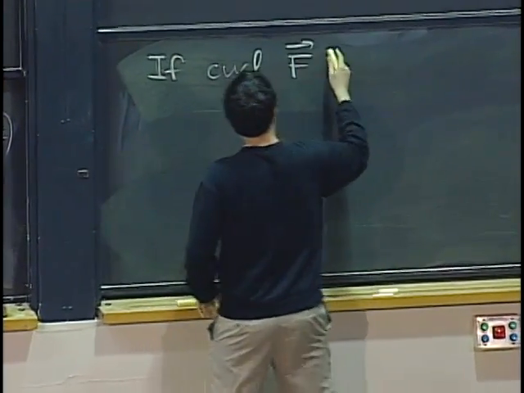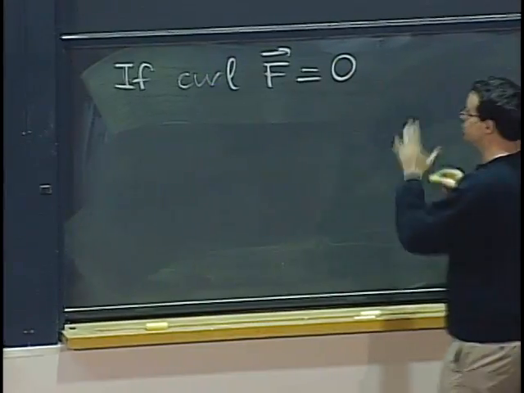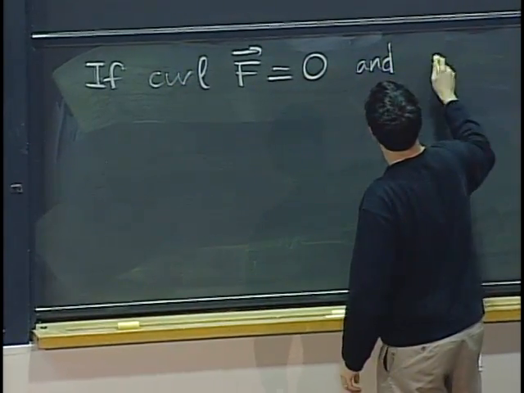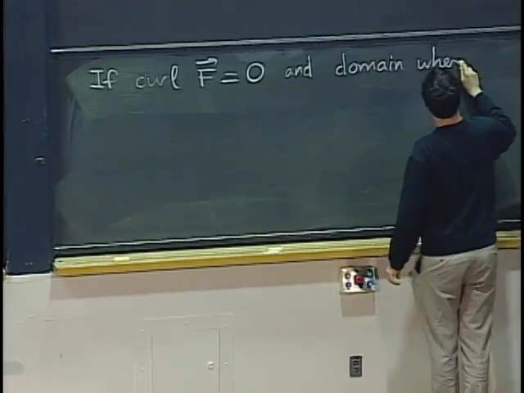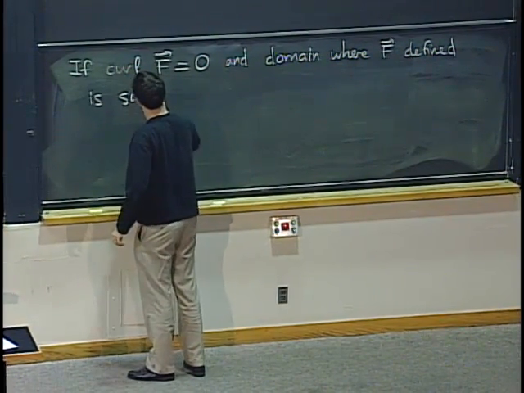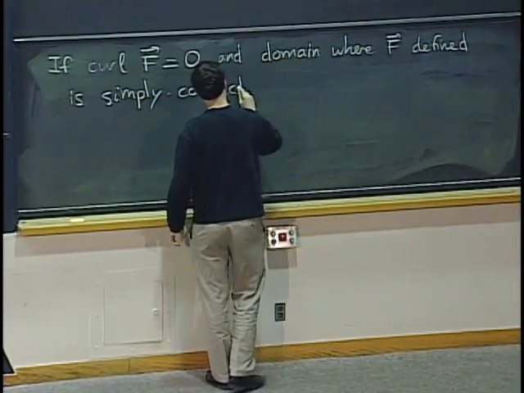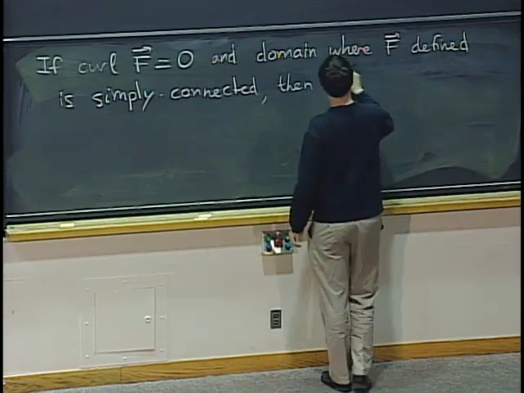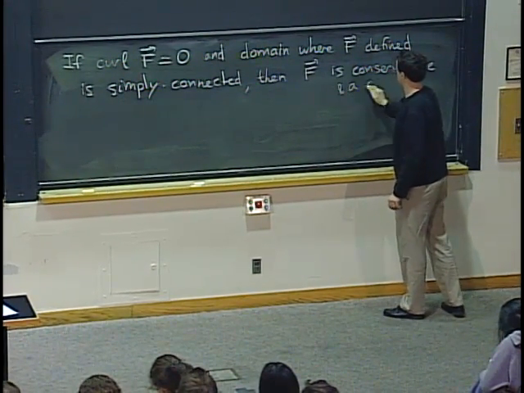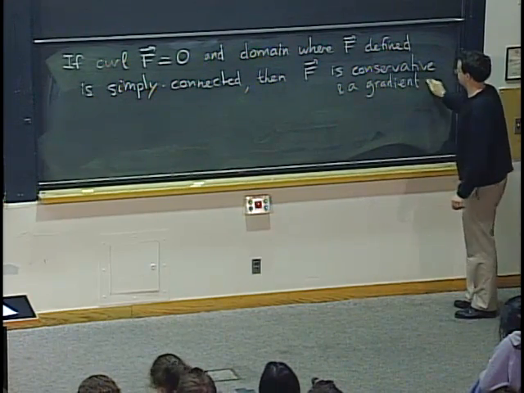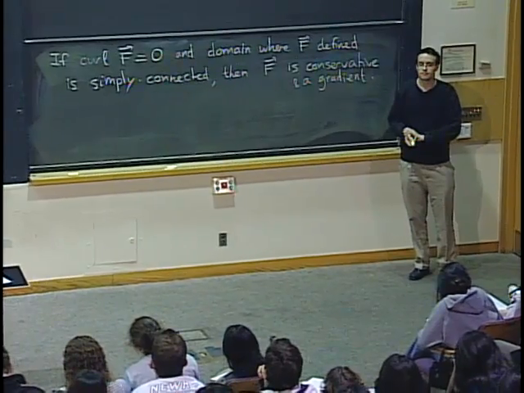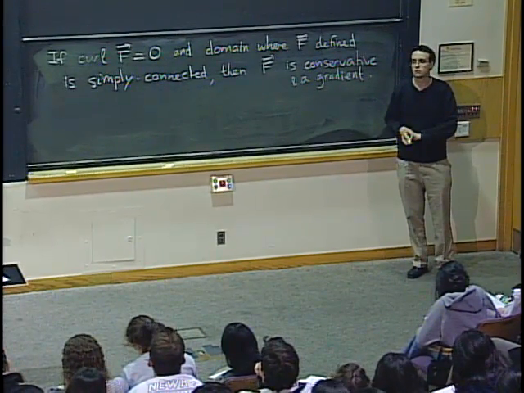So let me just write that down. The previous statement we've seen is also correct, but this one is somehow better and closer to what exactly is needed. If curl f is 0 and the domain of definition where f is defined is simply connected, then f is conservative, and that means also it's a gradient field. That's the same thing. Okay? Any questions on this? No?